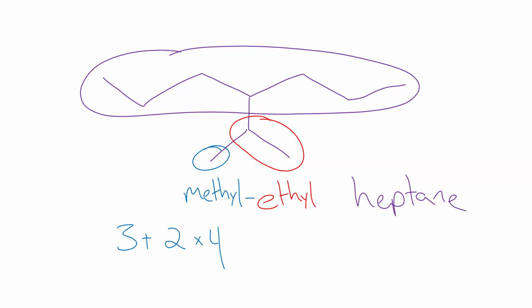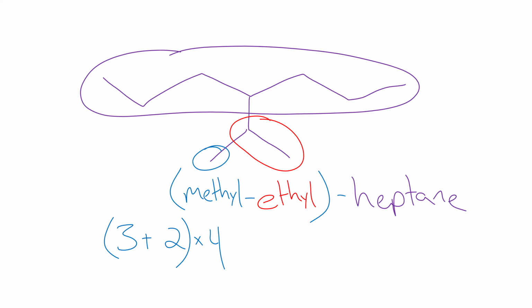So mathematically, if I wanted to add the 3 plus 2 before I multiplied, how would I do it? Parentheses. That says the 3 gets added to the 2 and then you multiply the whole thing, right? We're gonna use the exact same thing here. If you put the parentheses around the whole thing, that's telling the reader the methyl is applied to the ethyl, and then the whole thing is attached to the heptane.